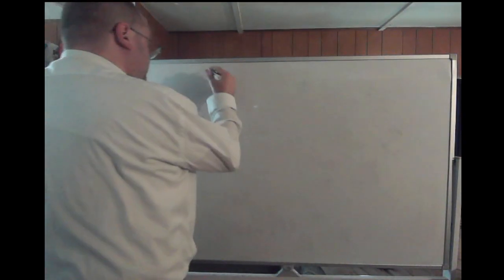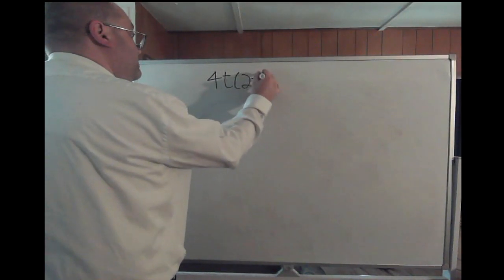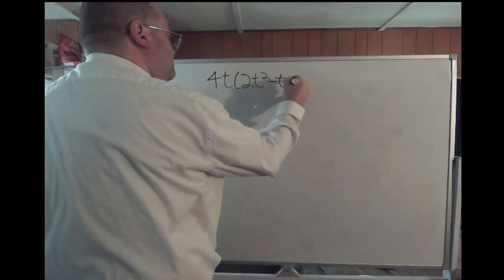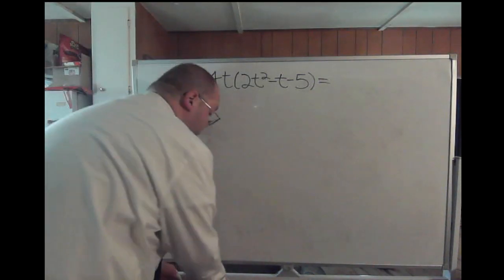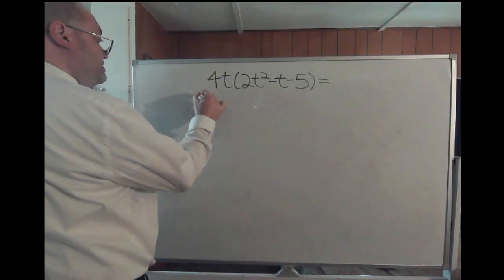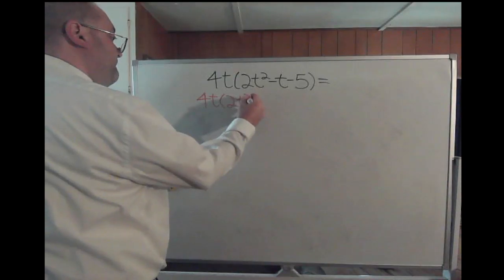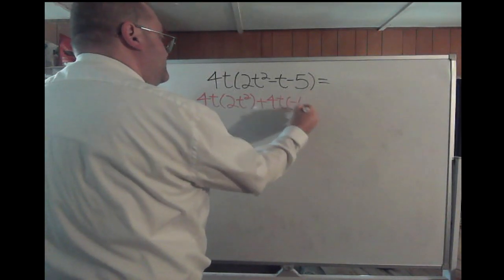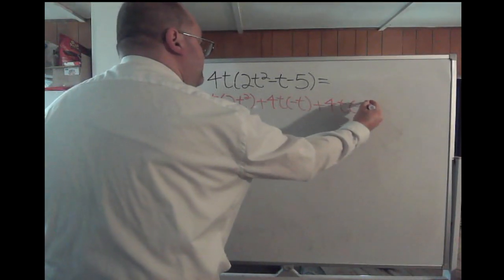Alright, what's next? Let's see, we have 4t times 2t squared minus t minus 5. Alright, so once again we just have a triple distributive property. You'll take your 4t times your 2t squared plus 4t times your negative t plus 4t times your negative 5.